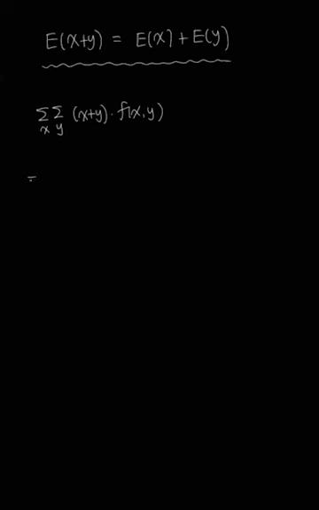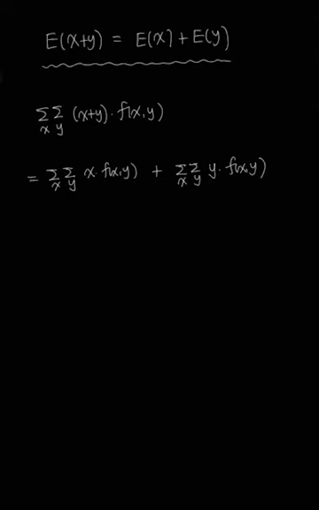And by the distributive property, we can rewrite this as the summation over x, summation over y of x times the probability of x and y, plus the summation over x and summation over y of y times the probability of x and y.